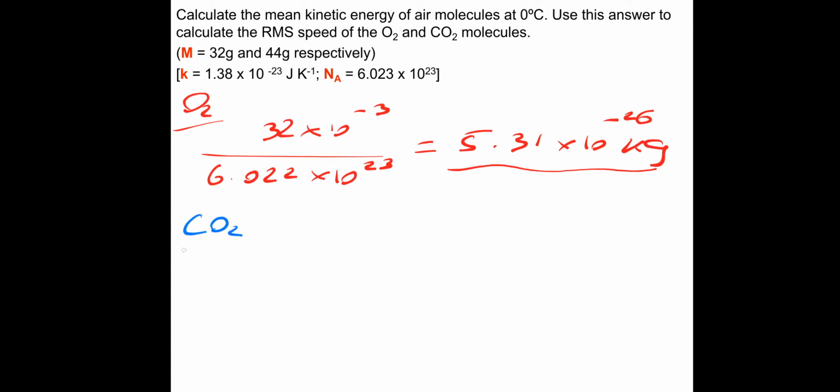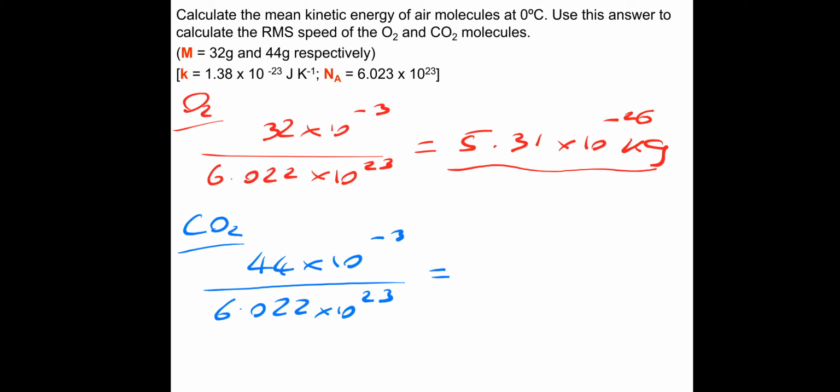Then for the CO2, the molar mass, so 44 grams, 44 times 10 to the minus 3 divided by Avogadro's number yet again. That gives a mass of 7.31 times 10 to the minus 26 kilos. So we've got the energy of each molecule now, and we've got the mass of each molecule. Now we just need to use the kinetic energy, half m c bar squared or half mv squared, to find the respective speeds.